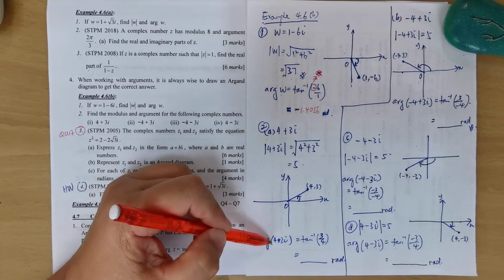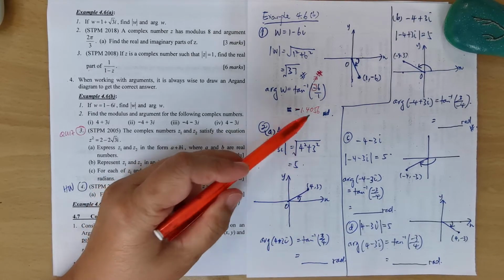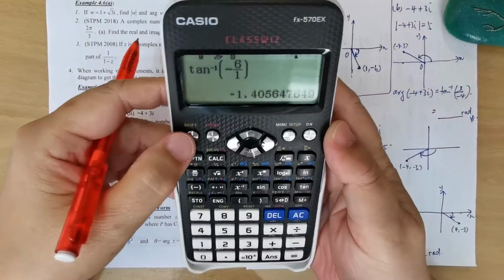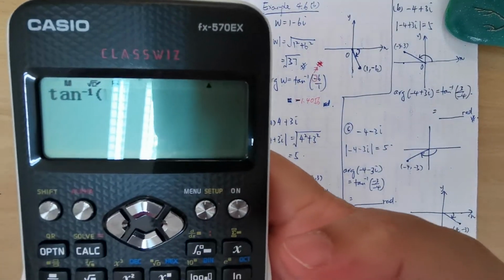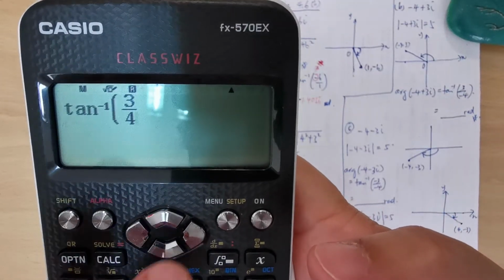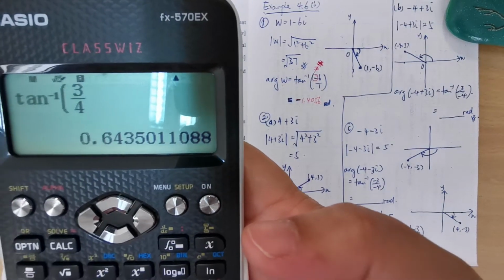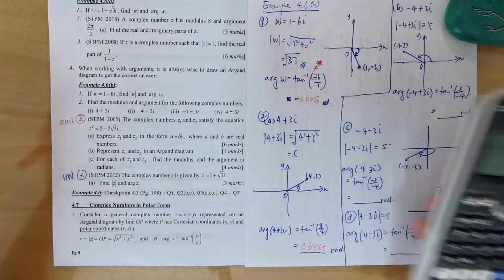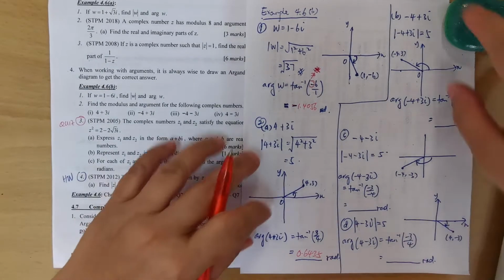You just press the calculator. The argument for this one is arctangent of Y over X. So I press arctangent of 3 over 4, and it's 0.6435. Positive, no problem. This one is safe. Okay, now look at the second one.